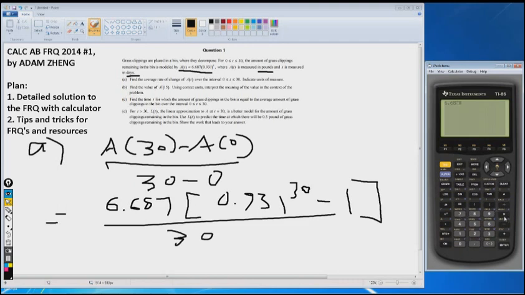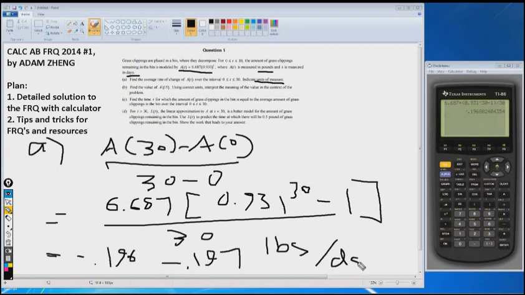6.687 times 0.931 to the 30th minus 1 divided by 30. This gives us minus 0.196 or minus 0.197. Both of these work, and it's asking for units of measure, which is just pounds per day, as we have underlined.